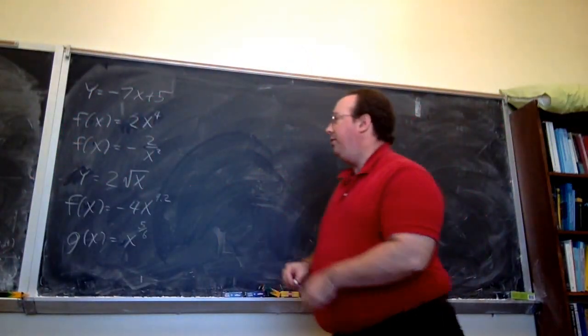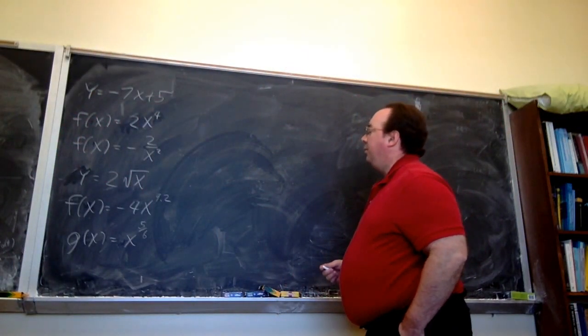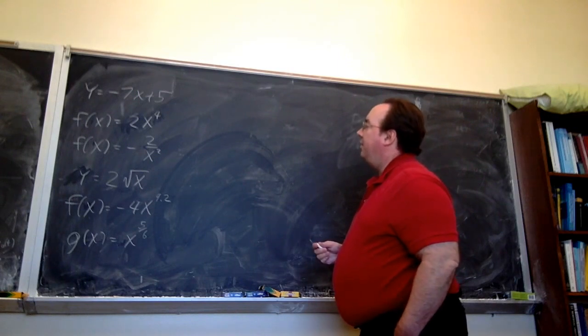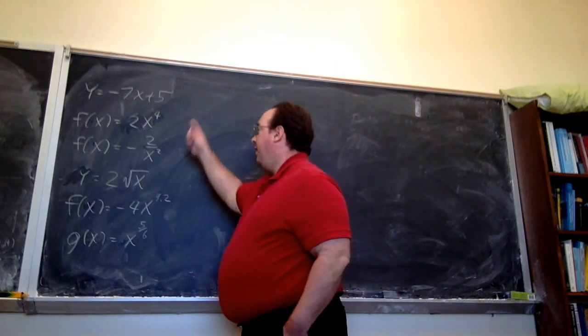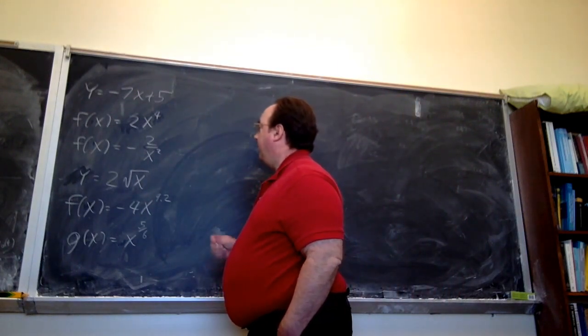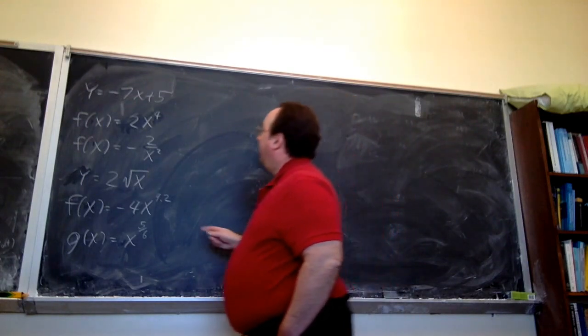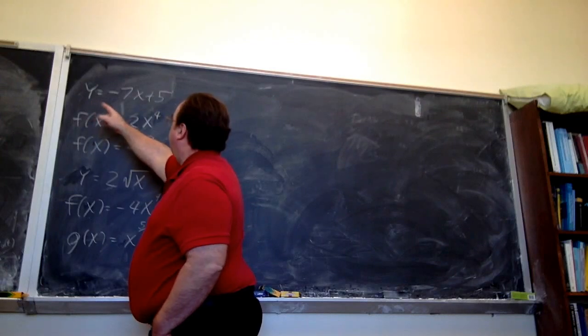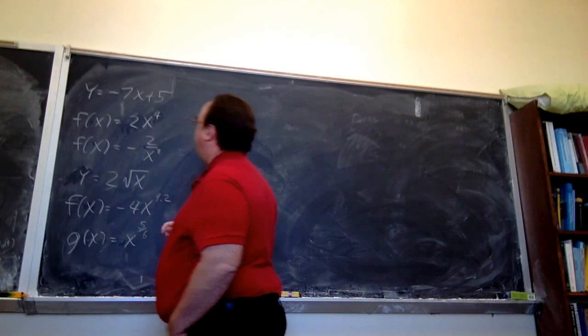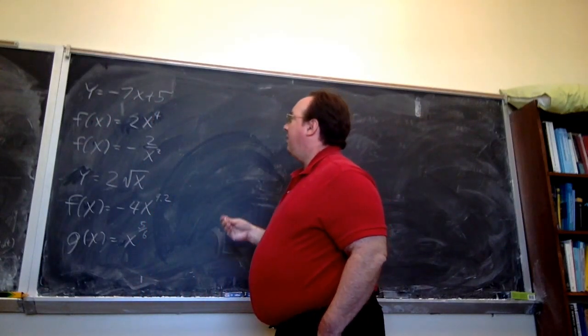Okay, I'm going to illustrate the use of the power rule for computing derivatives using several examples. So here I have 6 functions, and I'm going to show you how to apply the power rule to each one. For this first one, the function y equals minus 7x plus 5, it's a sum of 2 terms.